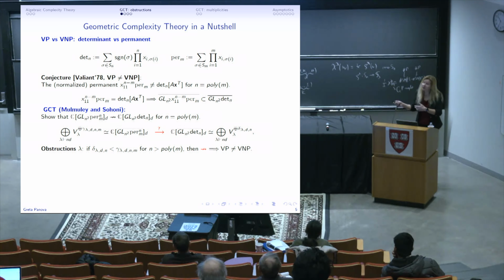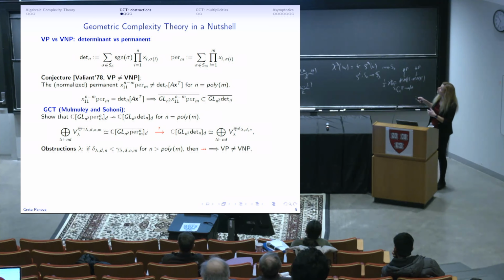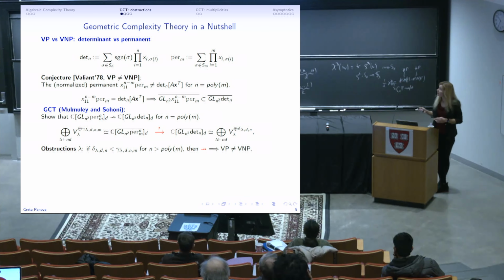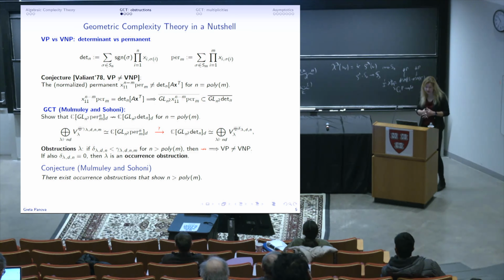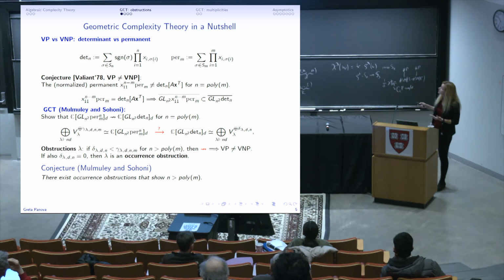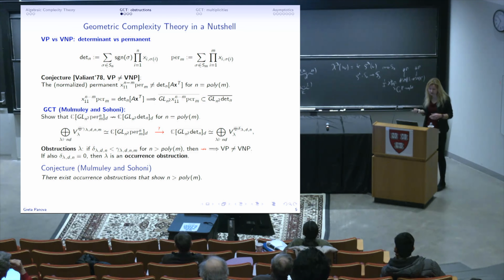Because then it will follow that the whole chain of reductions here that we had, that basically the determinantal complexity of the permanent is not that n. And if it also happens that the delta, so that lambda doesn't show up at all here, so this delta is 0, and the gamma is positive, then this is what's called an occurrence obstruction. So basically, if we find such a lambda for which these multiplicities satisfy these inequalities, we can say something about the complexity of the permanent versus determinant.